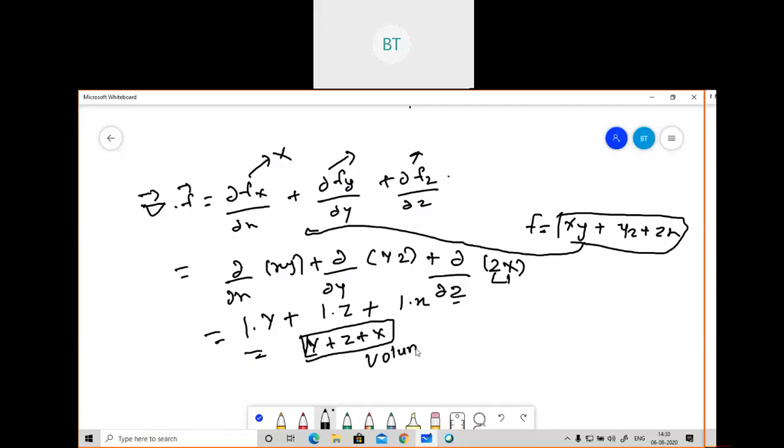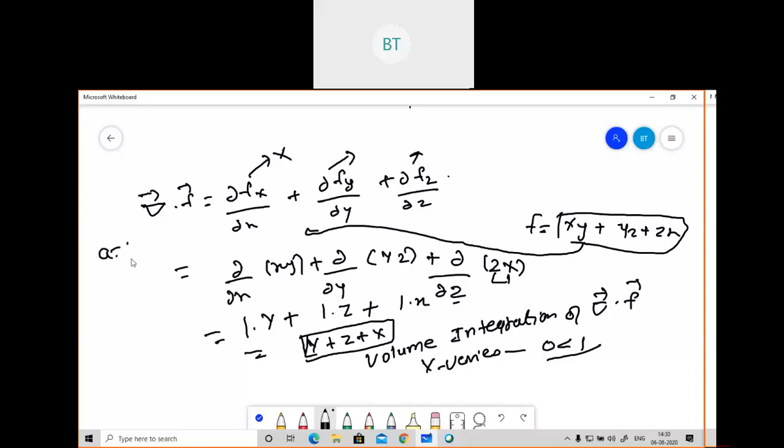The volume integration of del dot f. First of all, we need to know how x is varying, from which place to which place. x varies from 0 to 1, because in the problem itself it is given that a equals 1. So a is for the x value, and x varies from 0 to 1. What is the value of b given? b equals 3.